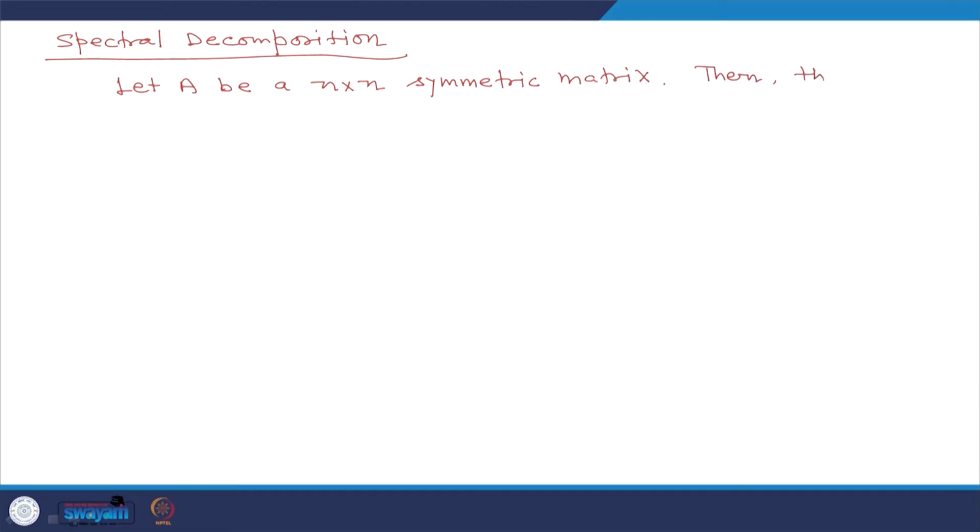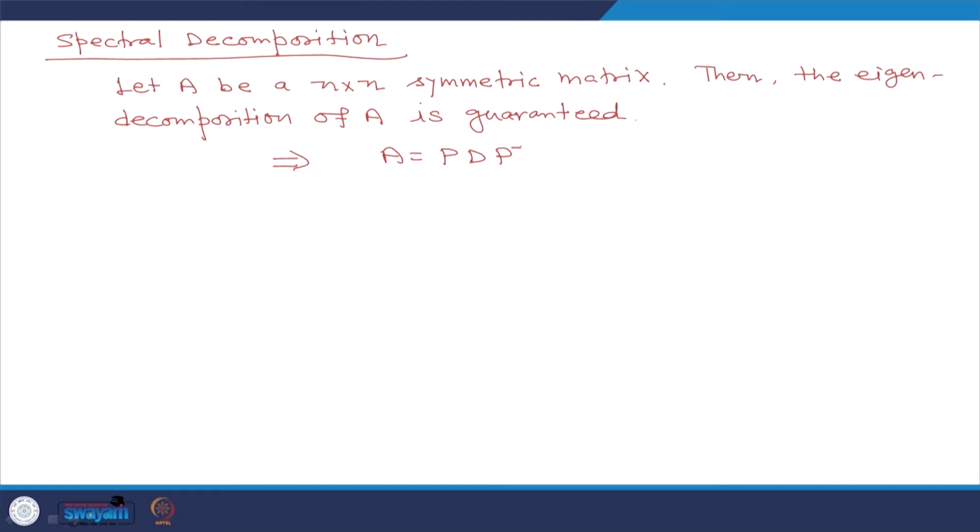Then the Eigen decomposition of A is guaranteed. Why am I saying this? For every symmetric matrix A you can perform the Eigen decomposition. Now, this means I can write A equals P D P inverse.